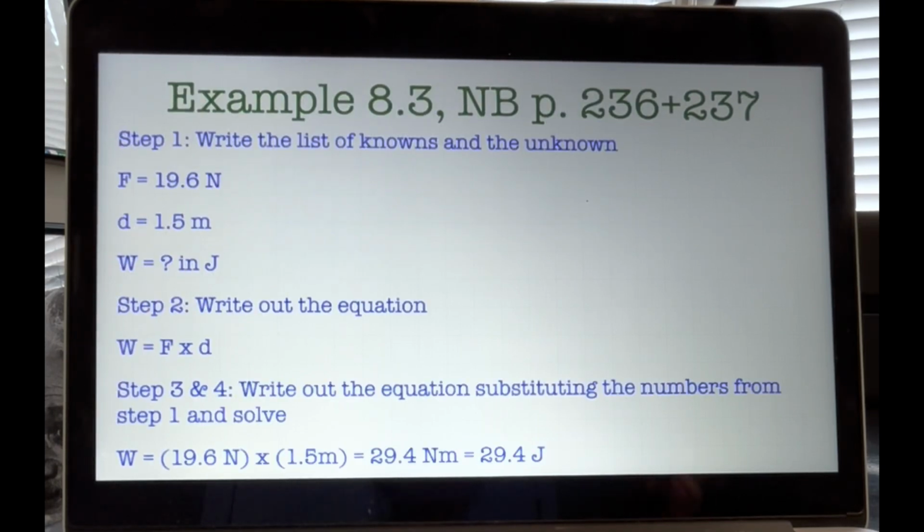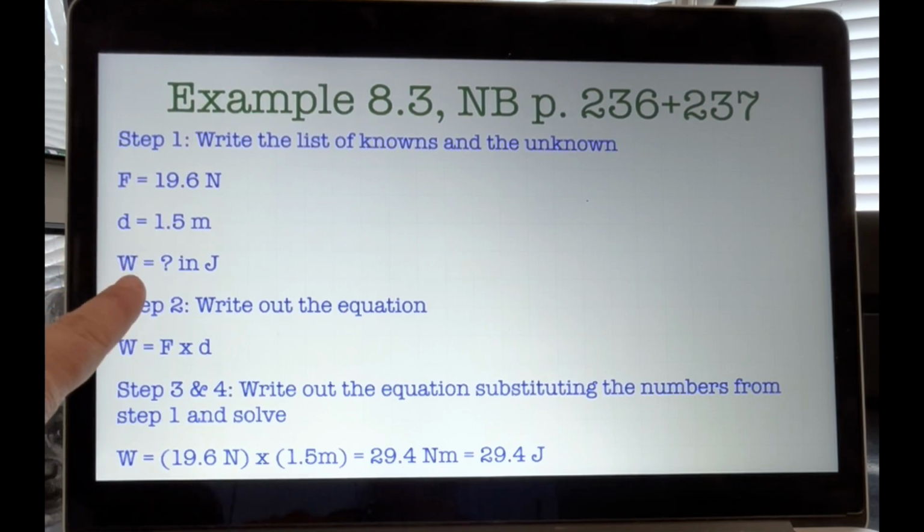All right, so let's go ahead and look at example 8.3. You lift a book from the floor to a bookshelf 1.5 meters above the ground. So d equals 1.5 meters. You exert a 19.6 newton upward force in lifting the book. So your force is in the direction that the book is moving, which is 19.6 newtons. How much work did you do? So we're trying to solve for work, and that's going to be in joules.